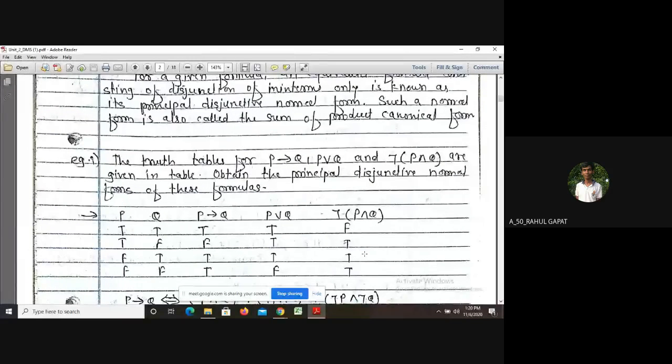Yes, ma'am. Okay. Now for remaining formulas, you have to tell me what is PDNF. Check this one, second form, and tell me what is PDNF for this formula.